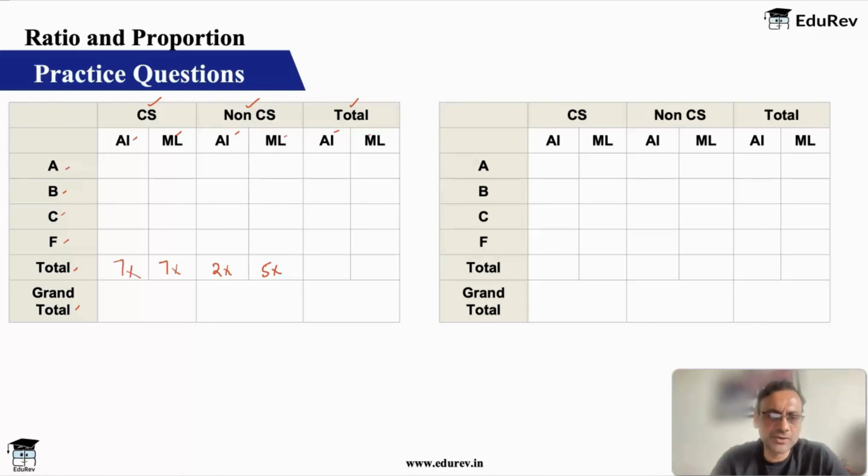These are the same students. These are not double students, but the students who have taken AI and those who have taken ML, they both are the same. So they should basically add up to 7x. So the grand total is 7x only. It is not 14x. And this is also 7x. So this grand total is 14x.